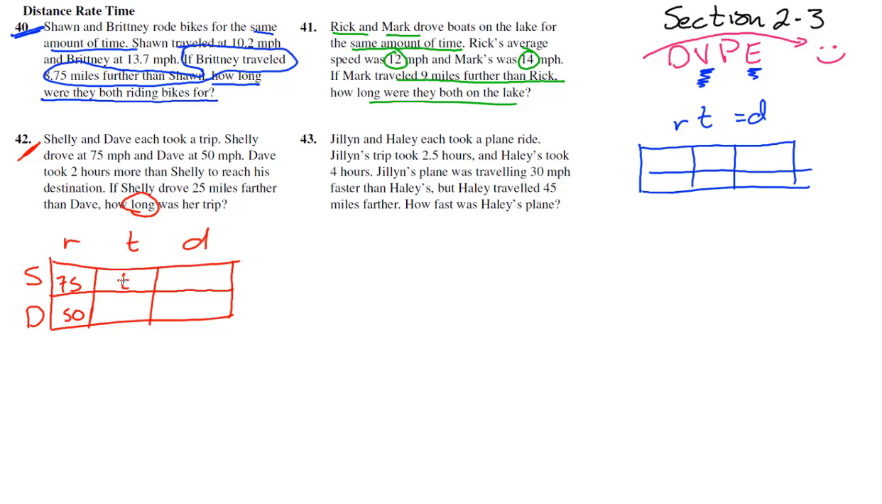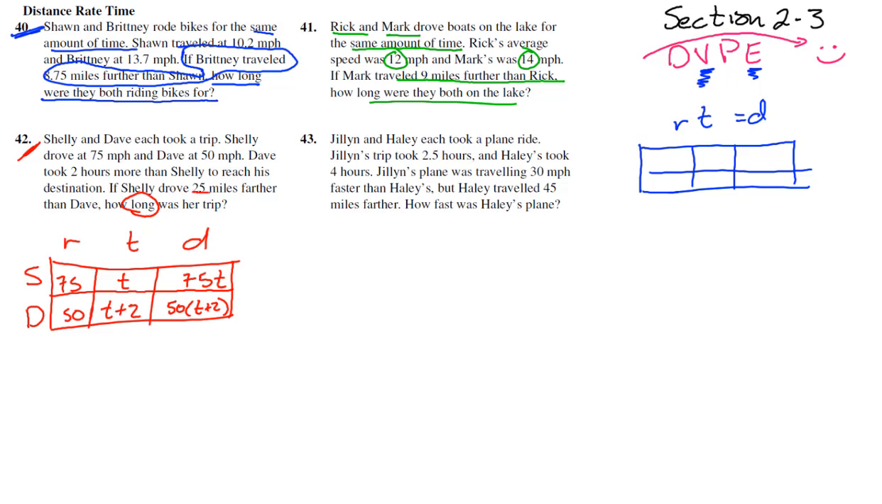That's our question mark. There's our variable. So we pick a variable, then we fill out the table as best as we can. So how long was her trip? There's our variable. It says Dave took 2 hours more, so this is t plus 2. Fill out the table: 75 times t, she went this distance. He went this distance. Now make sure you're timesing the whole t plus 2.